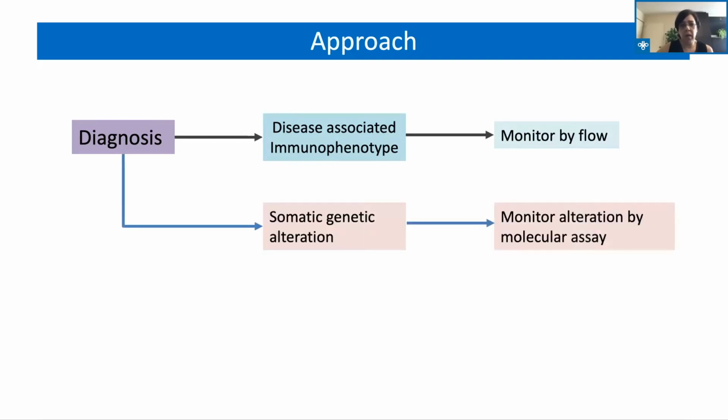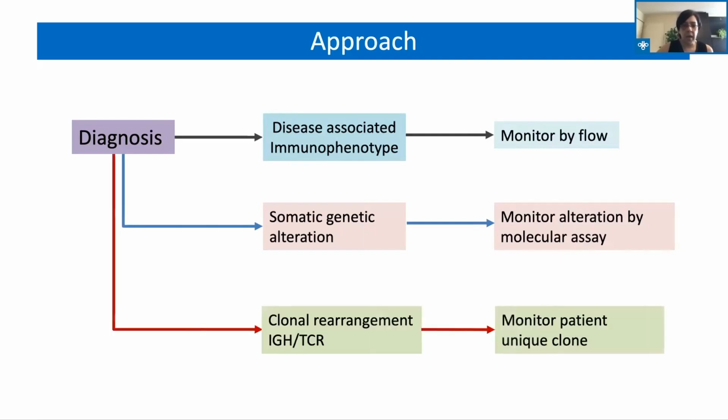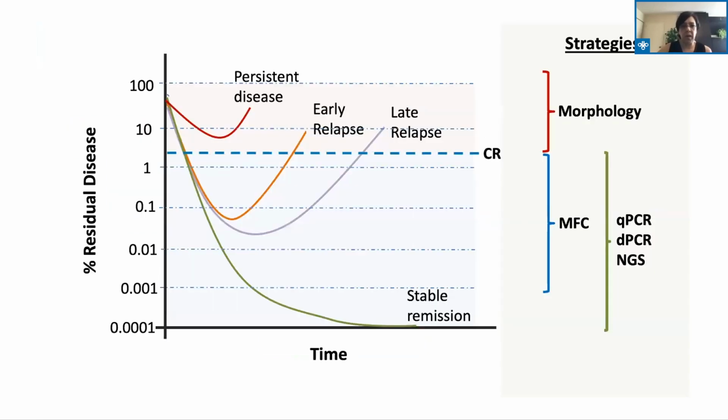An alternate way of doing this is you can look for the genetic profile of the disease and look for the somatic genetic alterations that are particular to this disease. And then you monitor the alterations based on molecular methods, which there are many. The final way that you can do this, especially for lymphoid malignancies rather than myeloid diseases, is you can actually look at the clonal rearrangement that you get for IgH and the T cell receptor, and then you can monitor the patient-specific clone.